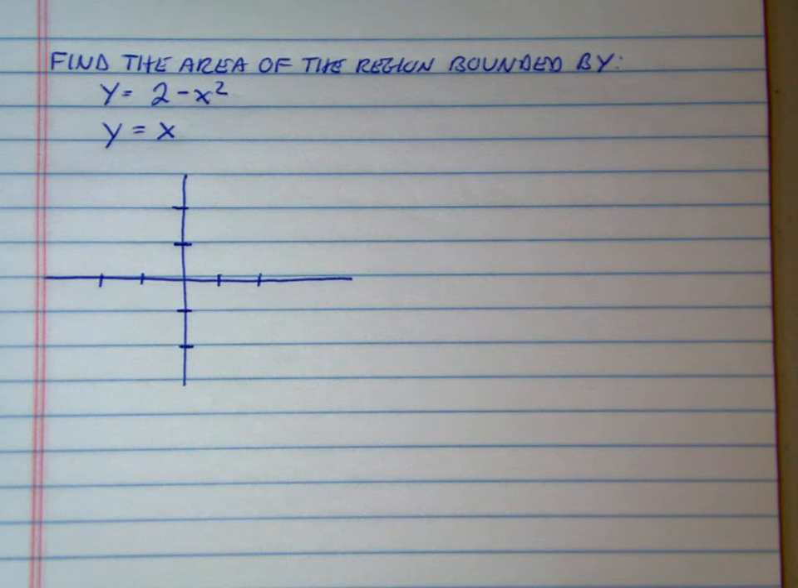We are continuing with finding the area between two curves, and the example for this video is: find the area of the region bounded by y equals 2 minus x squared and y equals x. The primary difference between this problem and the ones that we've been focusing on so far is there is no left and right bound explicitly defined within the problem.